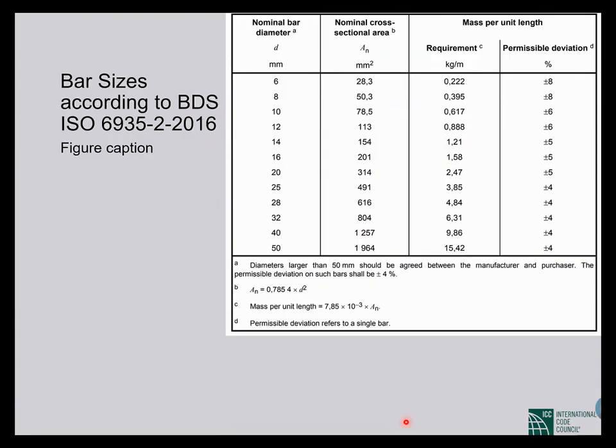Now let's talk about the standards. Our standard is adopted from ISO, BDS ISO 6935-2, the bar sizes. These are the standard bar sizes according to ISO: 6 milli, 8 milli, 10 milli, 12 milli, 14 milli, 16 milli, 22 milli, 25 milli, 28 milli, 32, 40, 50. Remember, some bar dias are missing here, like in some cases we used to have 19 milli, 22 milli. Those bar dias are missing in the ISO standard. In the ASTM standard, you will find 19 milli, 22 milli, etc.